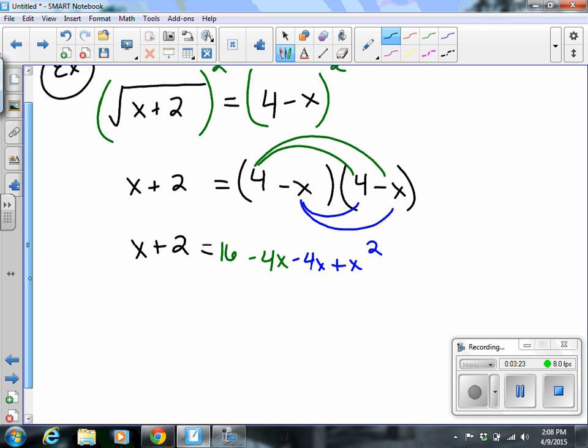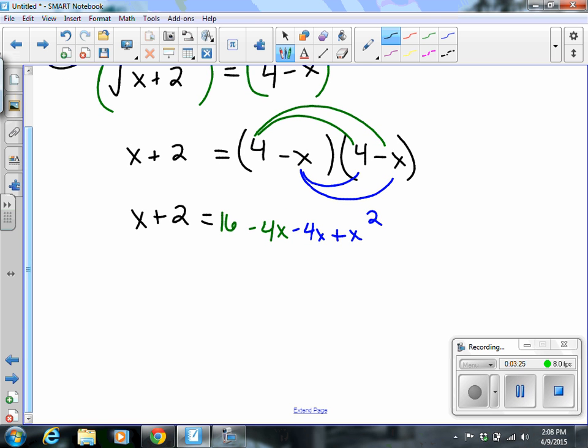So now I can solve this like any other quadratic. I'm going to rearrange this a little bit so my exponents are going down in descending order, and I'm going to move this x plus 2 over as well. So I've got 0 equals x squared. I have negative 4x, and negative 4x gives me negative 8x, minus an x from the other side, so I have minus 9x. I'm subtracting 2, so I'm at plus 14.